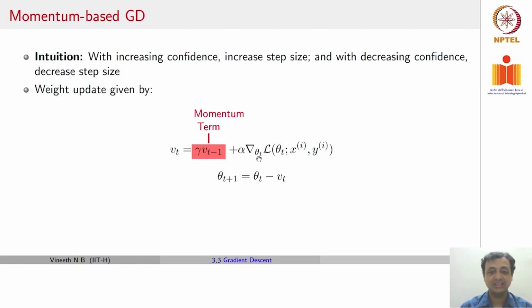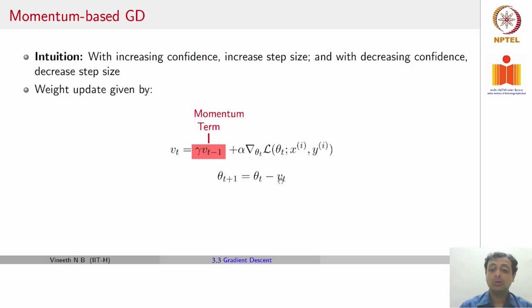What is this telling us? It's telling us that if you were coming along a particular direction and your gradient tells you to go in a different direction, combine them in some way and then get a velocity vector Vt, which is what you use to update your parameters. Then you have theta t plus 1 is equal to theta t minus Vt, which tells you the weight update.